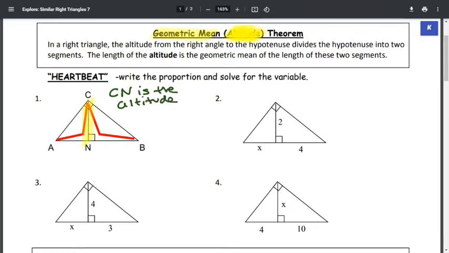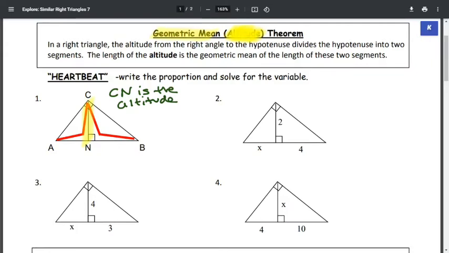So in these problems, if we are given the altitude, like right here in number 2 and number 3, or if we're solving for the altitude like we are here in number 4, we are going to use this method, which is called the heartbeat. Another word I used to call this is a roller coaster, because the way we go about it kind of looks like a roller coaster.